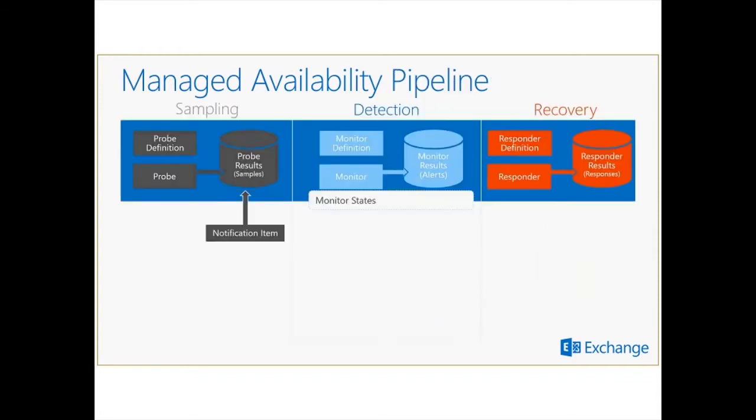All right, so here's the pipeline. You can see probes are sampling, monitors are detection, and responders are recovery. All these names kind of mean about the same thing. So the probe is defined. All of the probes run every few seconds or every few minutes. Monitors are watching those probes, and then when enough of the probes fail, as the monitor defines, it runs responders.